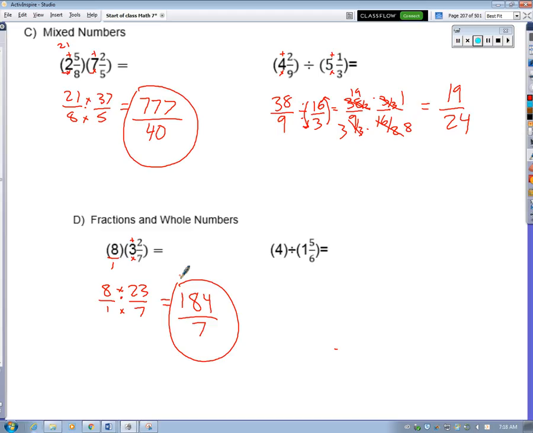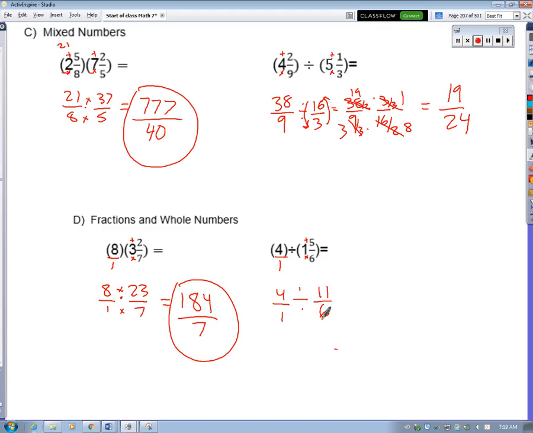All right, moving on. Division. We're going to turn our 4 into a 4 over 1, our whole number, and then we're going to turn our other fraction into an improper fraction. Okay, so 1 and 5/6 is going to become 6 times 1 is 6, plus 5 is 11. So now I've got 4 over 1 divided by 11 over 6.